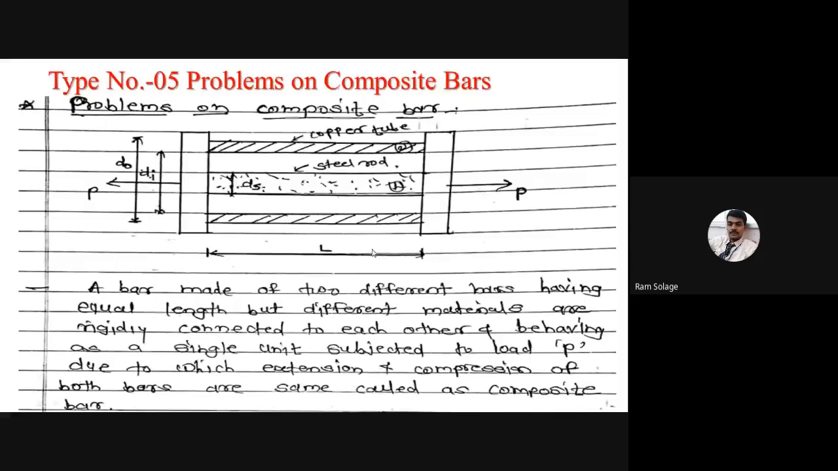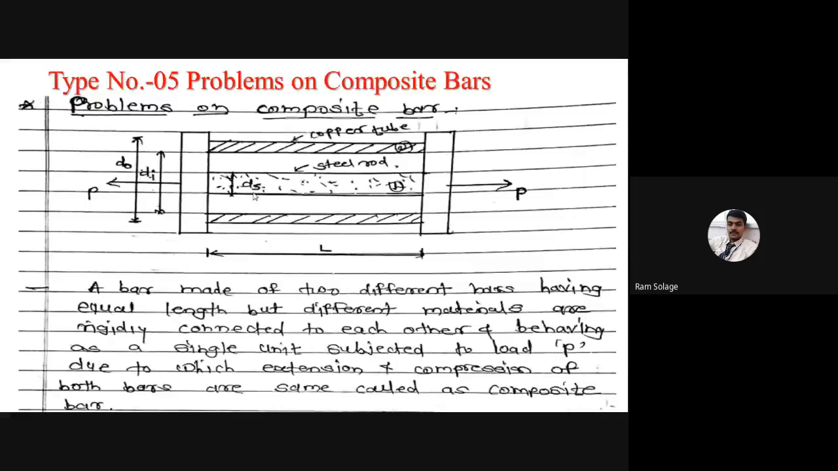Now, first of all, we have to understand the diagram. The diagram is showing two bars. One is a steel rod, the other is a copper tube. Tube means having two diameters: one is the internal diameter, another is the external diameter. The diameter of the steel rod is shown by ds, D for diameter and S for steel.